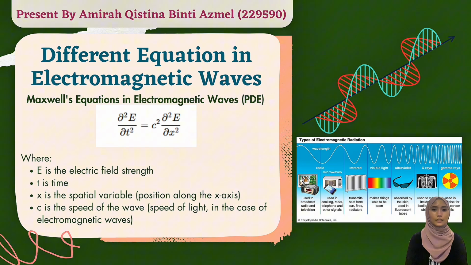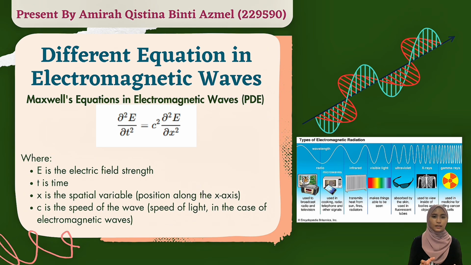So today I would like to talk about why we use differential equations in studying electromagnetic waves. We all know that we use technologies such as Wi-Fi, mobile phones, and satellite communications. But have you ever wondered how these signals travel through space to our devices? This is where differential equations come in.